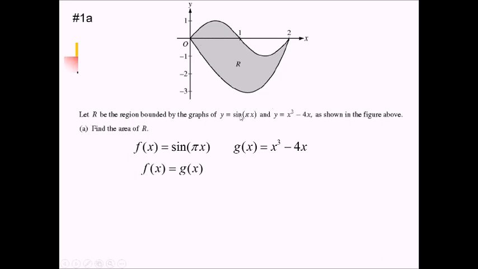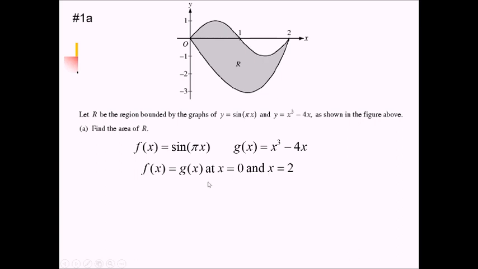So f of 0 here is going to be sine of 0, which is 0. G of 0 also comes out to 0, so they definitely intersect at 0. Now if I plug in 2 for x, sine of 2 pi is 0, and here we have 2 cubed, which is 8, minus 4 times 2, which is also 8, so that also comes out to 0. So even without using the calculator, we can see that these intersect at 0 and 2. Those are going to be my limits of integration.